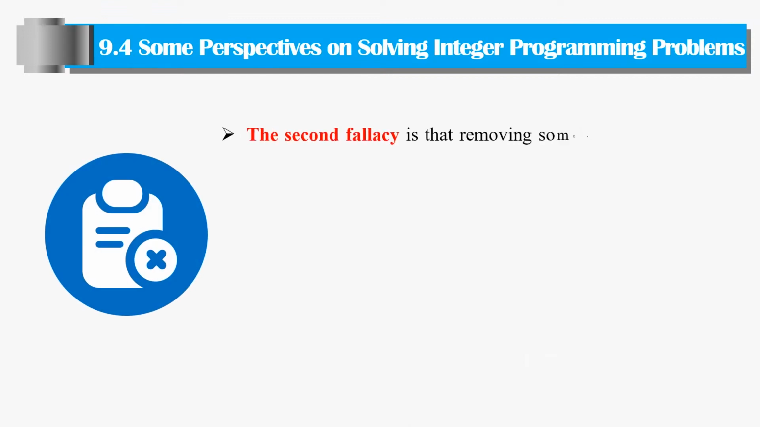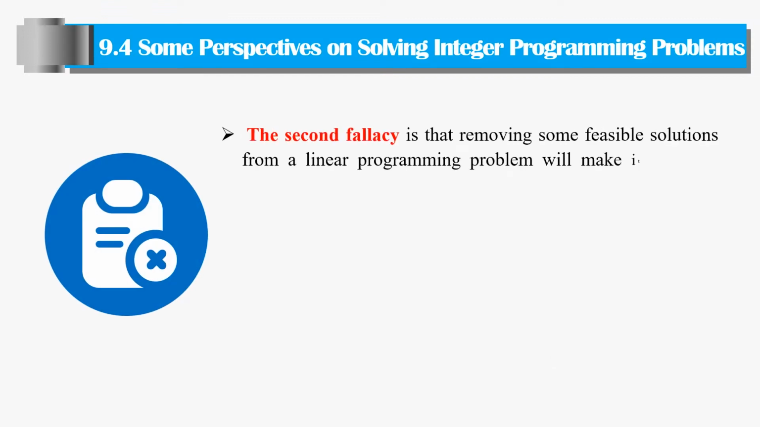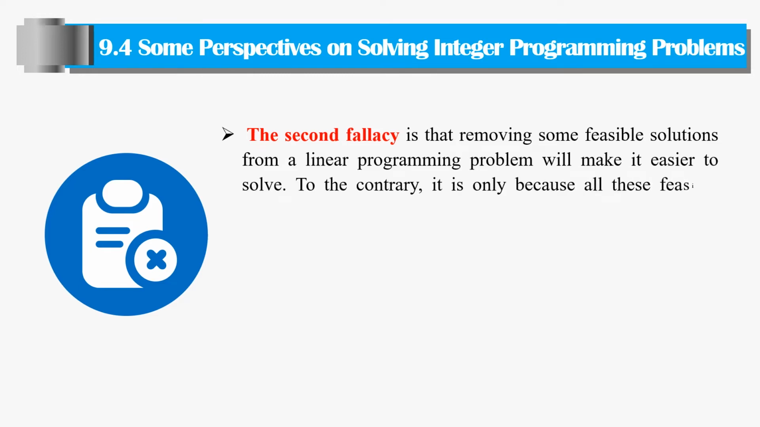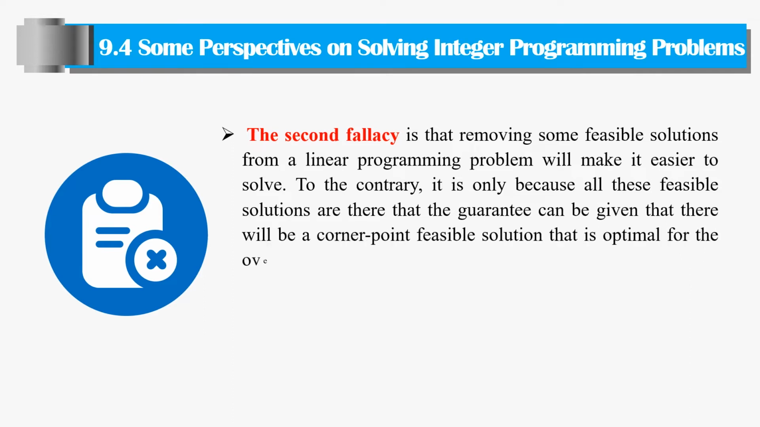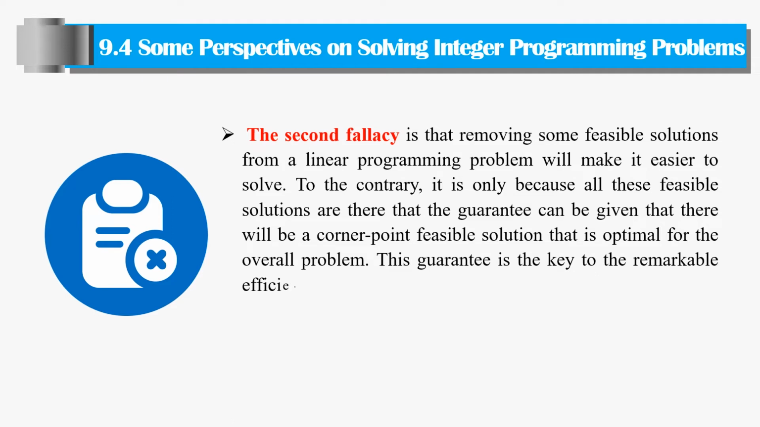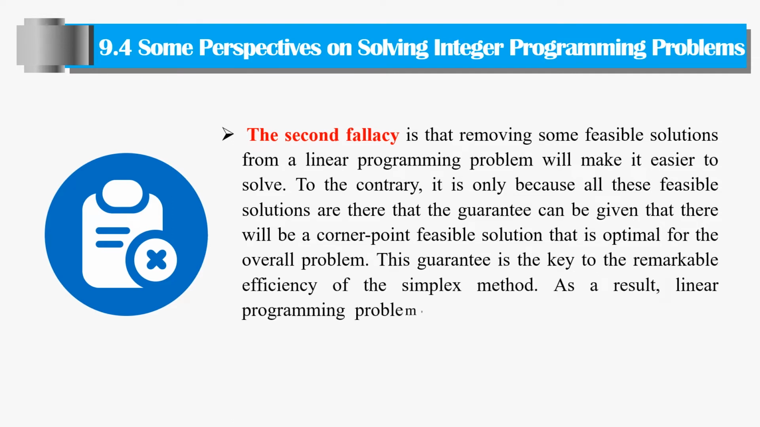The second fallacy is that removing some feasible solutions from the linear program makes it easy to solve. To the contrary, it is only because all these feasible solutions are there that the guarantee can be given that there will be a corner point feasible solution that is optimal for the overall problem. This guarantee is the key to the remarkable efficiency of the simplex method. As a result, linear programs generally are much easier to solve than IP programs.